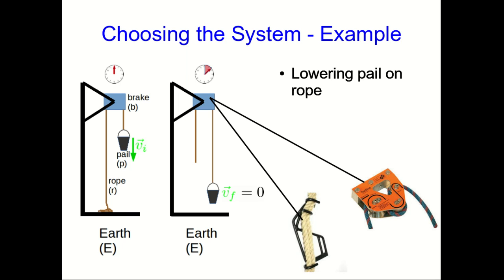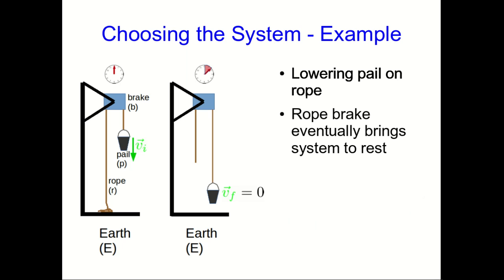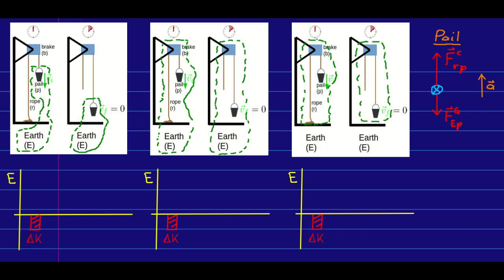And so the main point is that the rope brake is eventually bringing the system to rest, and it's doing it by friction, and so thermal energy is produced at the brake, and some of that thermal energy ends up in the rope. So now let me look at 3 different choices of system and how those lead to different conclusions about the system energy, although in the end, everything has to agree.